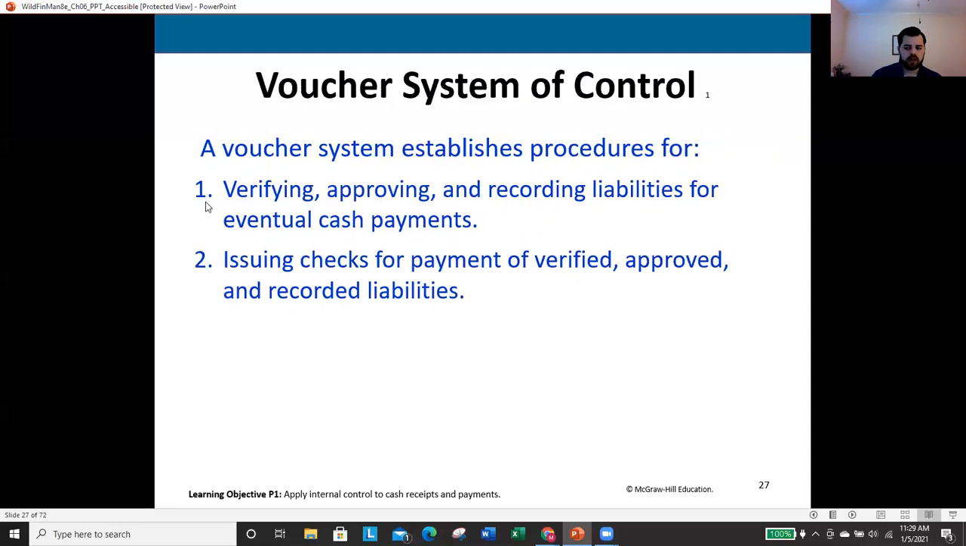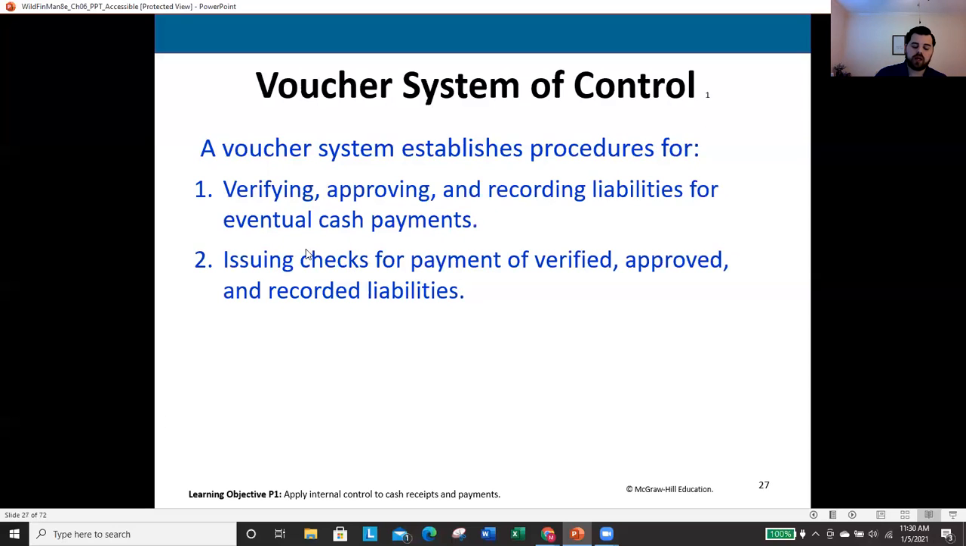So if you can just learn these 2 points, that'll be plenty for you to get any question right on the exam that I give you over a voucher system. So a voucher system establishes procedures to do 2 things. First, we want to verify, approve, and record liabilities for eventual cash payment. So we want to know what we owe and when we're going to owe it.